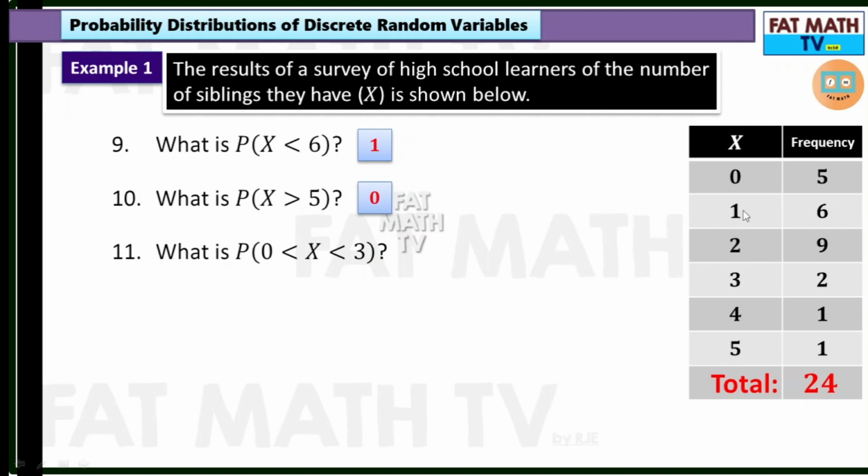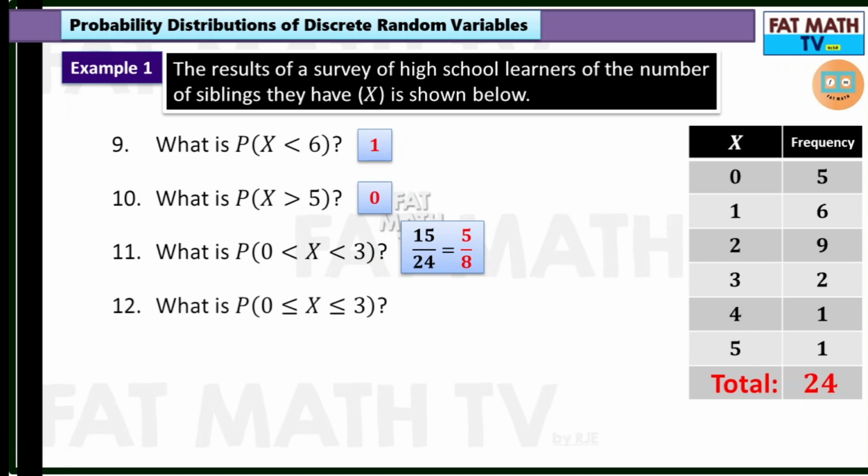Because 1 and 2 are greater than 0 but less than 3, we have to add 6 and 9. So 6 plus 9 is 15. 15 out of 24 can be simplified to 5/8 by dividing both the numerator and denominator by 3.